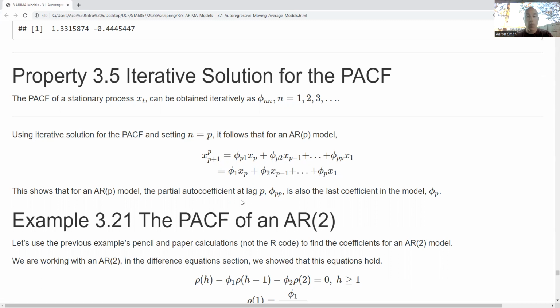All right, so one thing that this does for us further, this shows that for an AR(p) model, the partial autocorrelation coefficient at lag p is also the last coefficient in our model. So this shows that this term that we use that is a partial autocorrelation value is also, if I focus just on the pth value of it, a coefficient in my model.